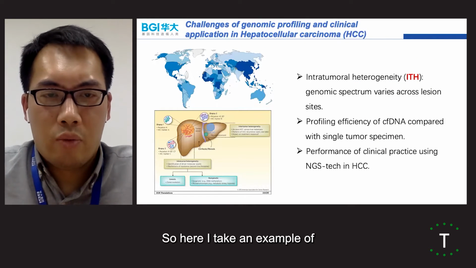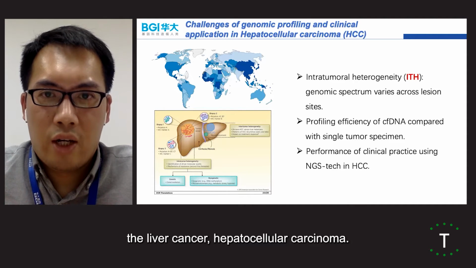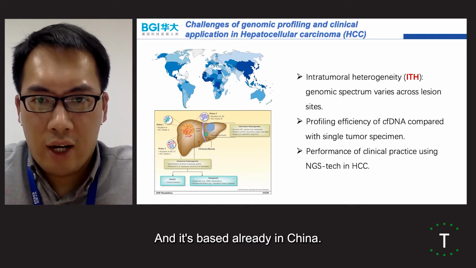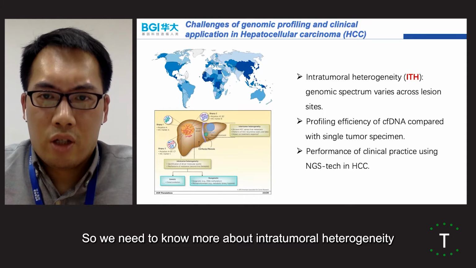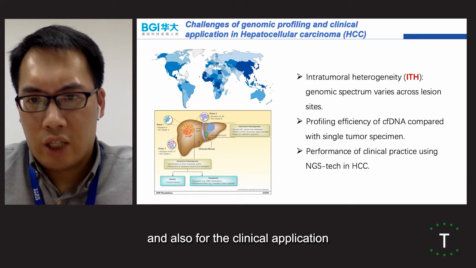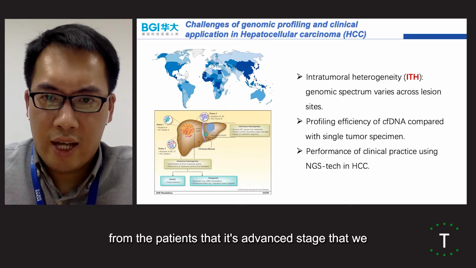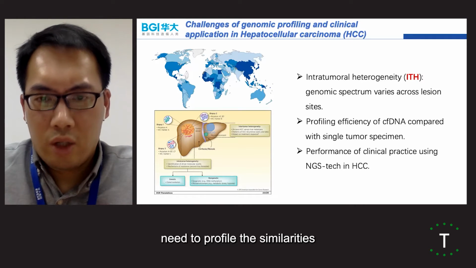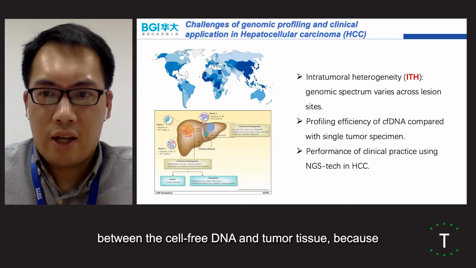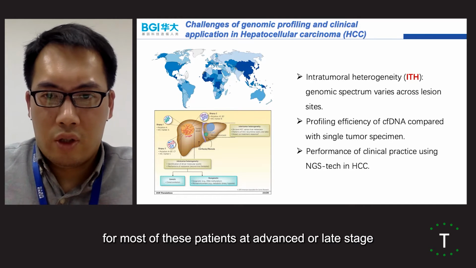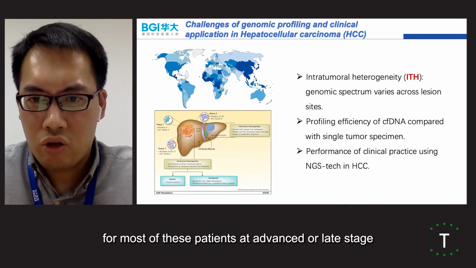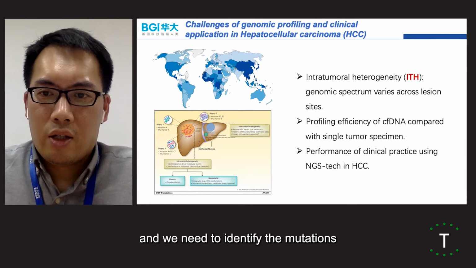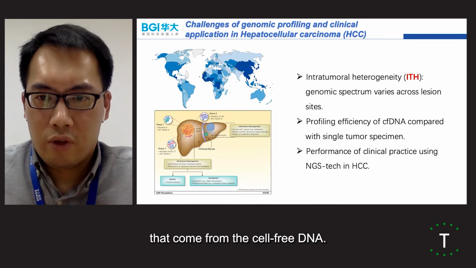So here I take an example of liver cancer, that is hepatocellular carcinoma. Liver cancer is one of the most common cancer types in the world, and especially in China. So we need to know more about the intratumoral heterogeneity, and also for the clinical application, for the patients at the advanced stage, we need to provide the similarity between the cell-free DNA and the tumor tissue, because for most of these patients at advanced or late stage, we can only collect blood samples from them, and we need to identify the mutations from the circulating tumor DNA that comes from the cell-free DNA.